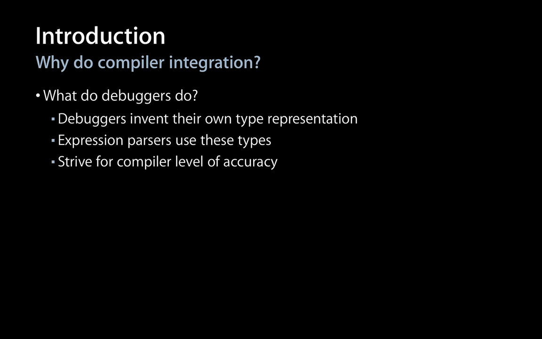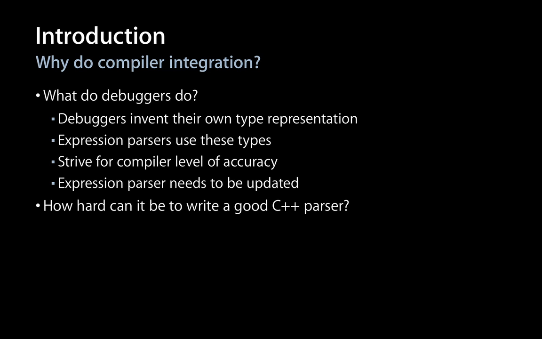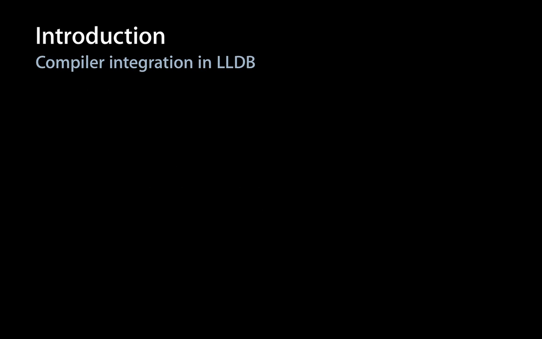And the expression parsers are always striving for a compiler level of accuracy to make up for this, and they never quite attain that. So the expression parsers we talked about need to be updated as the compilers get updated and add new features. And how hard can it be to write a good C++ expression parser? So we prefer to let the compiler guys do their job.